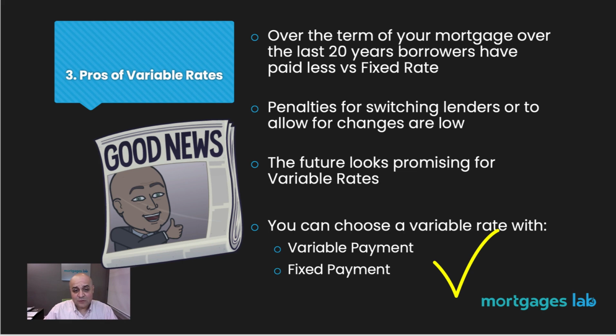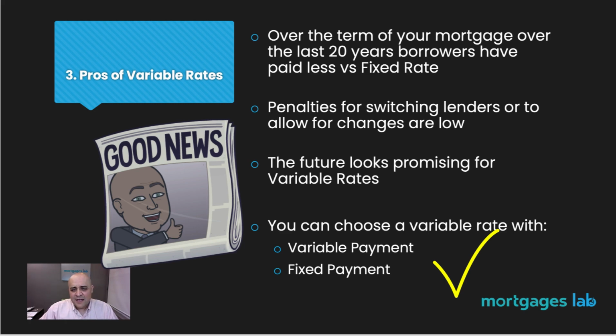And the last one is very, very important. You can choose a variable rate with a variable payment, which is the standard variable rate that everybody is used to, but you can also choose a variable rate with a fixed payment. This second one is very good, for example, for rental properties, because you set your rent and you set your mortgage, and even though it's a variable rate, the payment does not change. And also for people who feel a little bit insecure about going full term on a variable rate. Okay, that's something that I would recommend as well.